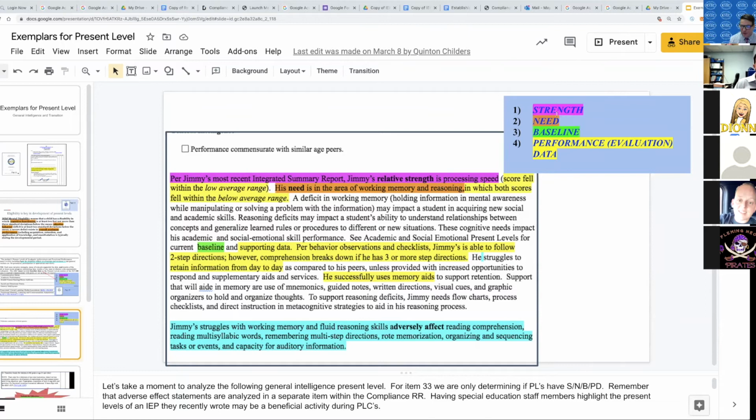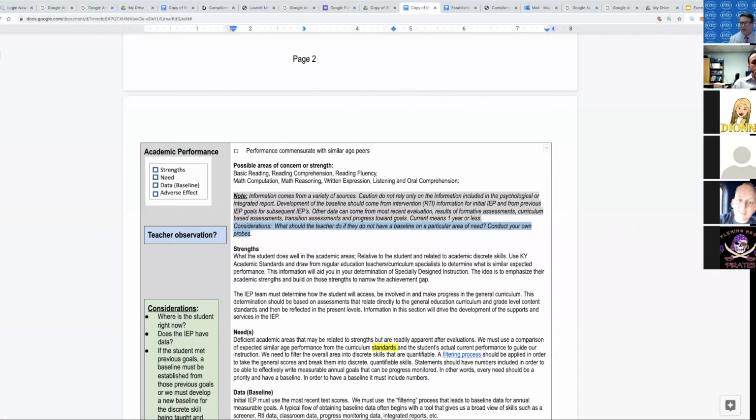So we identify the strengths by looking at those relative subtest scores in the WISC that are higher relative to themselves. We see the subtest scores that are lower and how they're impacting. Now let's go back to our copy of our IEP coaching tool. And let's look down here.